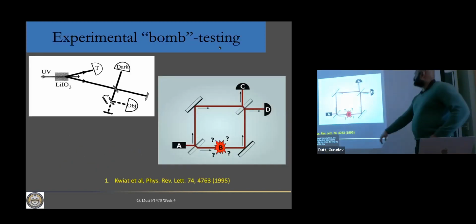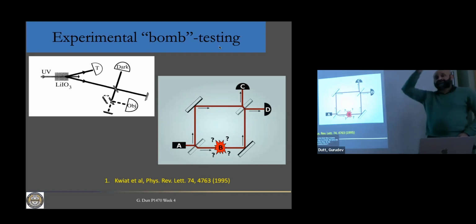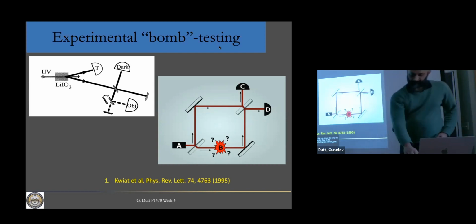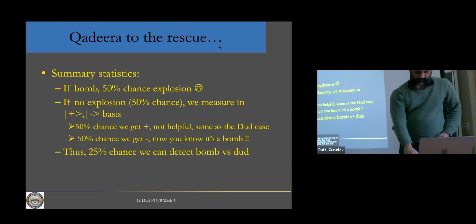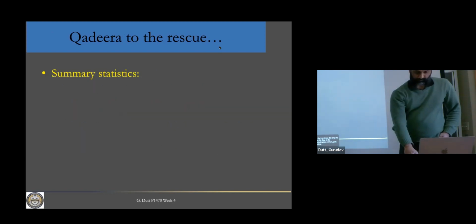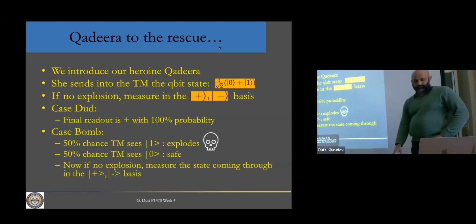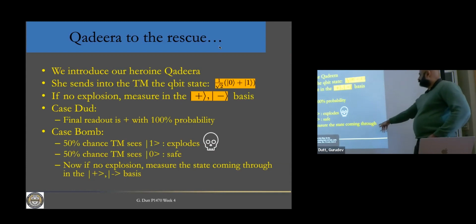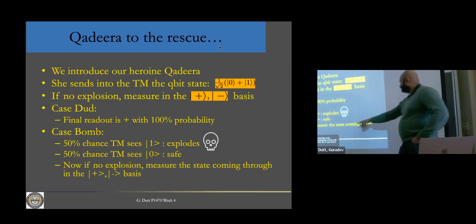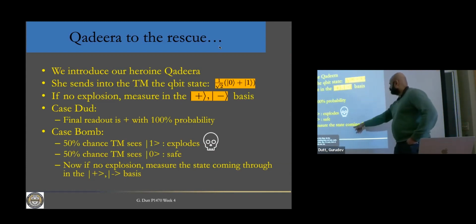Okay, so the experimental bomb testing does not look. Yes. Can we go over just one more time why a plus means that, here or back here? There, the final readout is plus with 100% probability. Why is that definite for a dud? The dud case. Okay, the dud case.